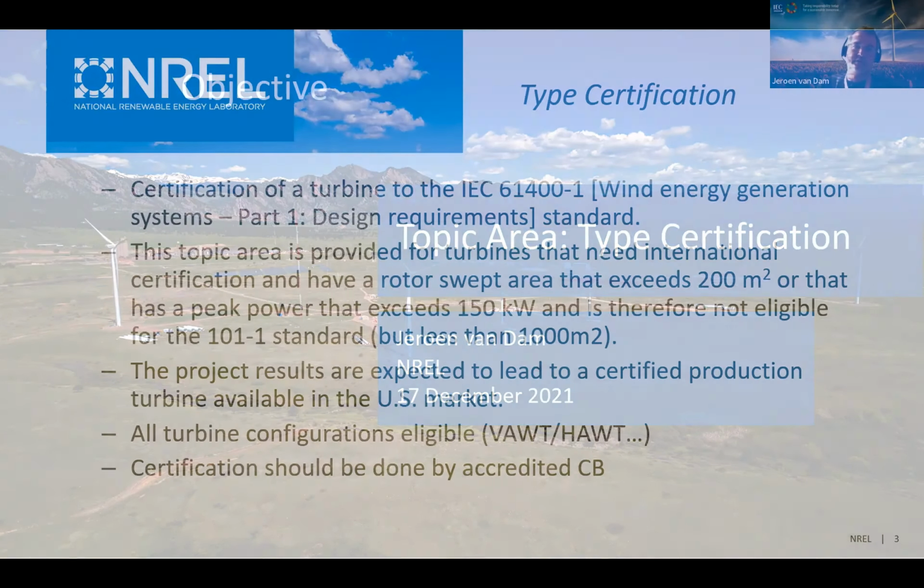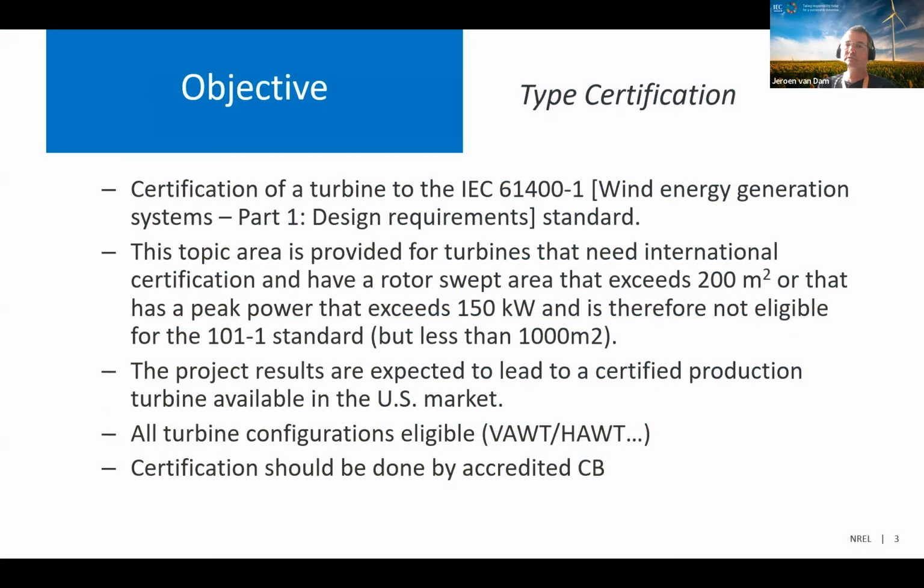This topic area is for certification of turbine systems to IEC 61400-1. And so this covers the turbines that don't fit under the size limitations of IEC 61400-2, which is limited to rotor swept areas of 200 square meters, which back when that limit was set covered turbines into about 80 kilowatts. These days, with larger and larger rotors on there, that limit might be hit at lower rated power limits.